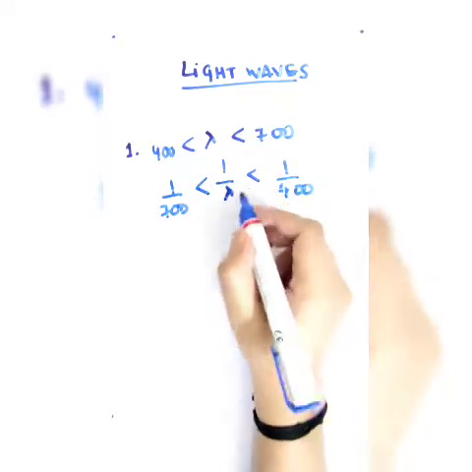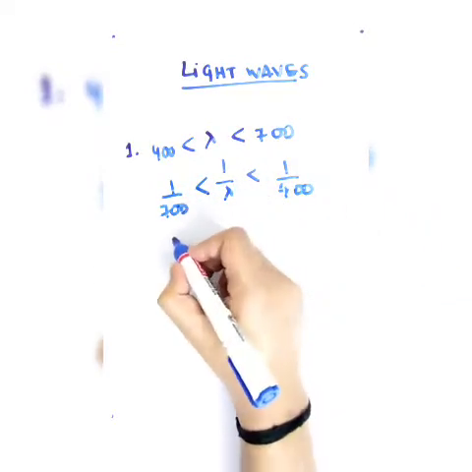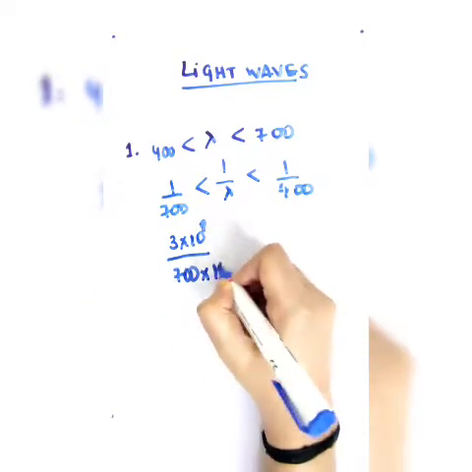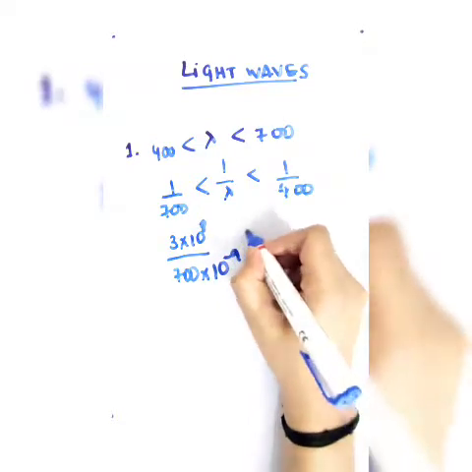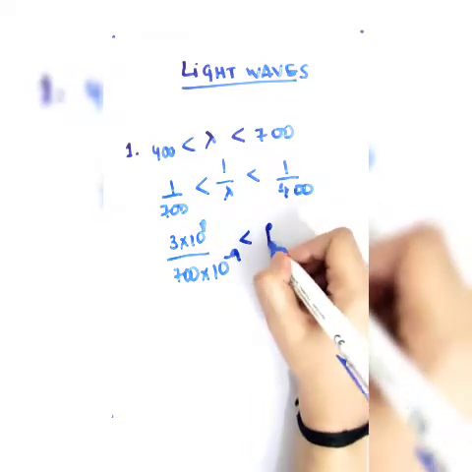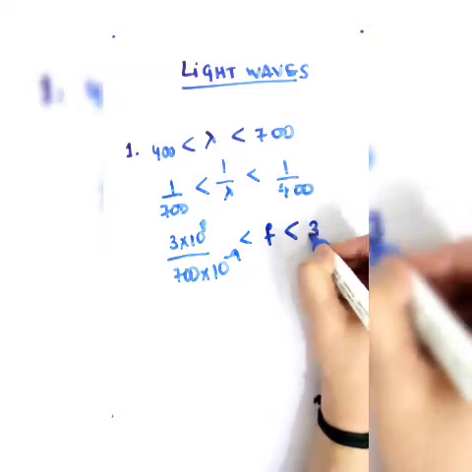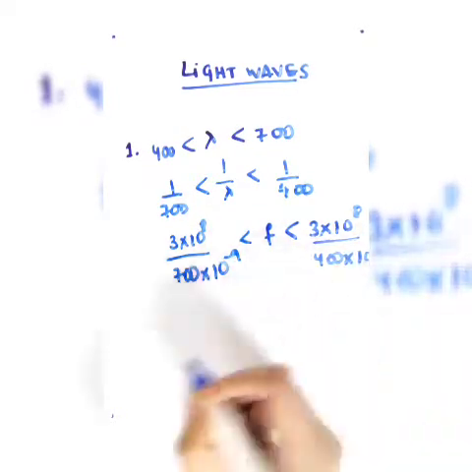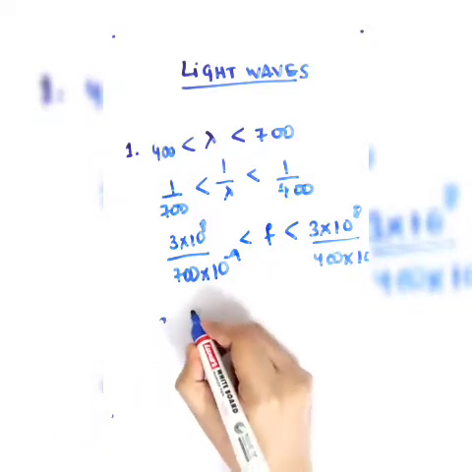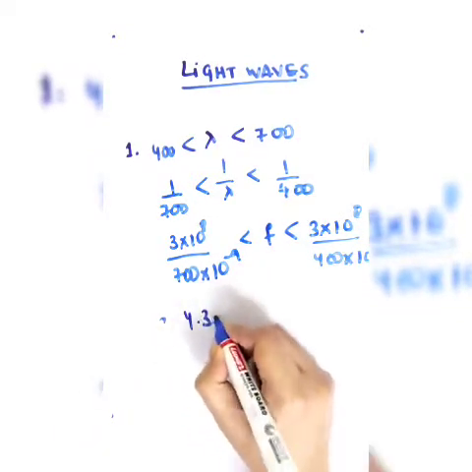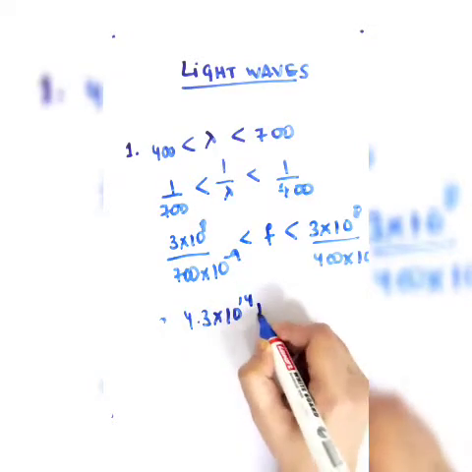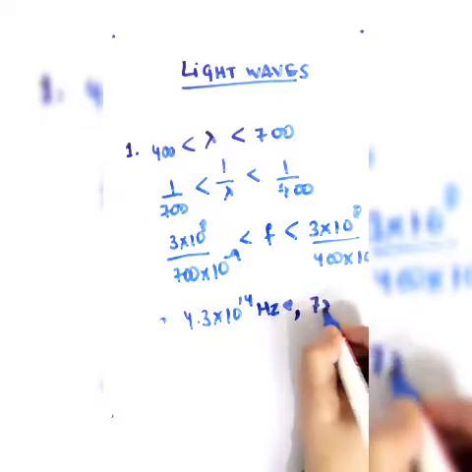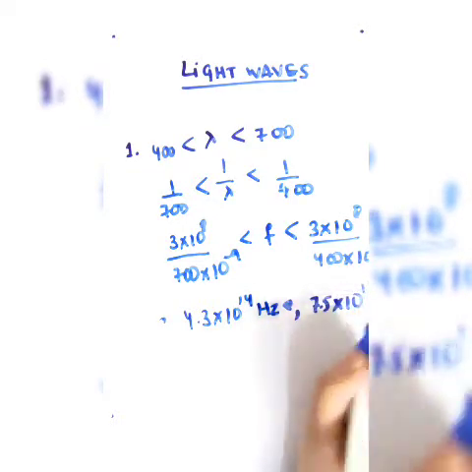Now multiplying C in the numerator. So C is 3 into 10 power 8, and 700 nanometers is 700 into 10 power minus 9. C by lambda is frequency, and this is also 3 into 10 power 8 divided by 400 into 10 power minus 9. On solving this, we will get the range of frequency to be 4.3 into 10 power 14 hertz to 7.5 into 10 power 14 hertz.